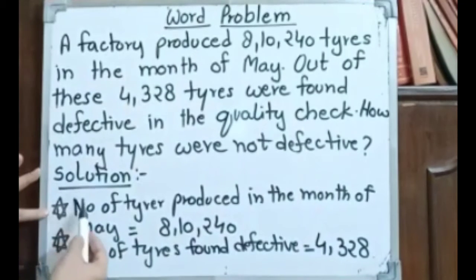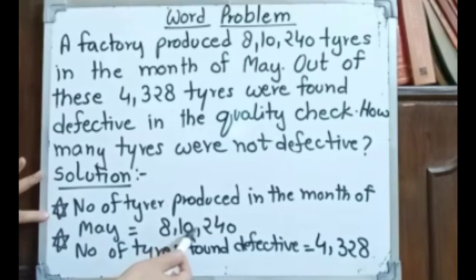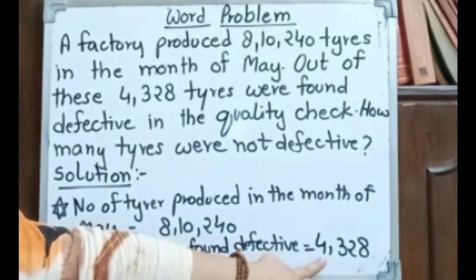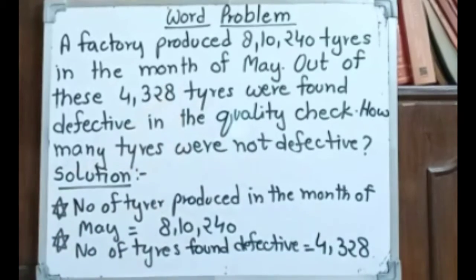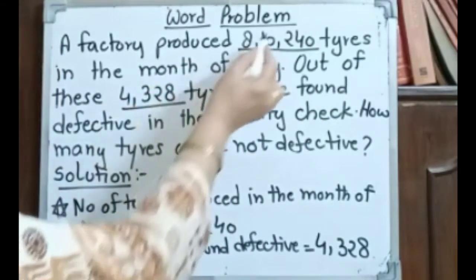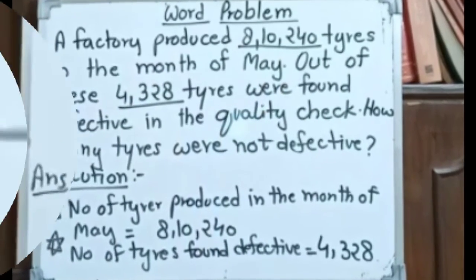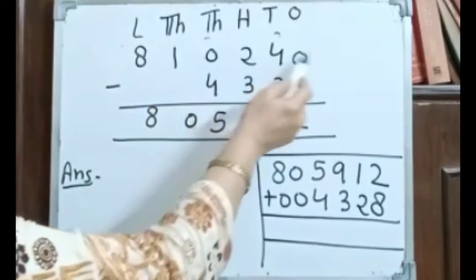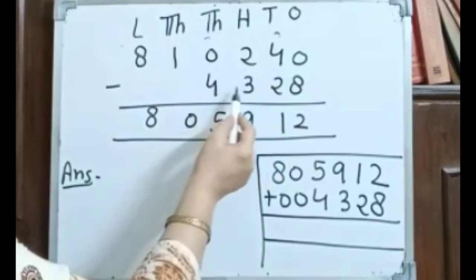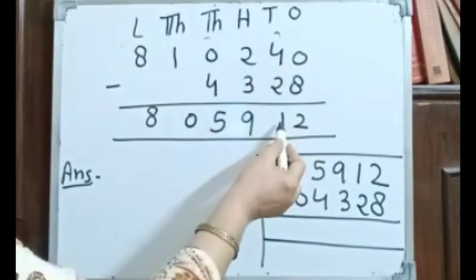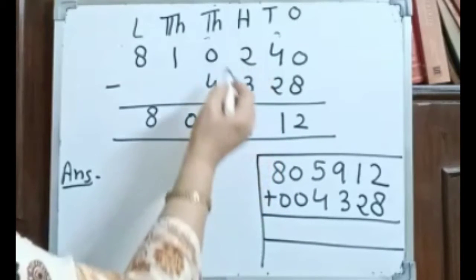So here we have the solution. Number of tires produced in the month of May, 8,10,240. Number of tires found defective, 4,328. So what to do? We have to minus this number from this number. Let's do that. So let's do the subtraction now. 8,10,240, subtract 4,328. 10 minus 8, 2. 3 minus 2, 1. 12 minus 3, that is 9.